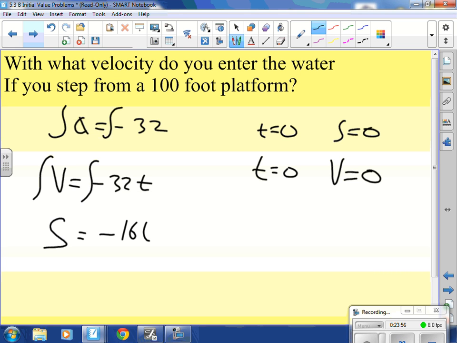Negative 16t squared plus the new constant of integration. Wait a minute. I've got an error here, don't I? 100 has to be negative 16 times 0 squared plus the constant of integration. Thus, the second constant of integration is 100.